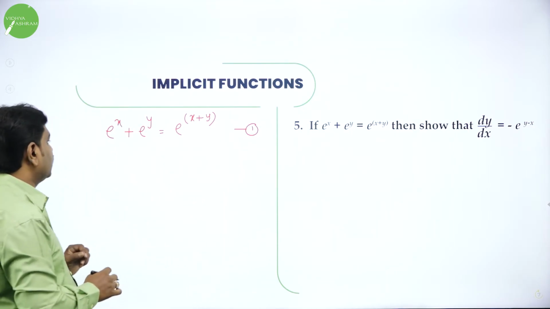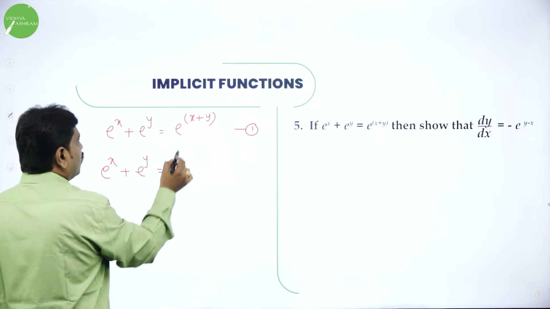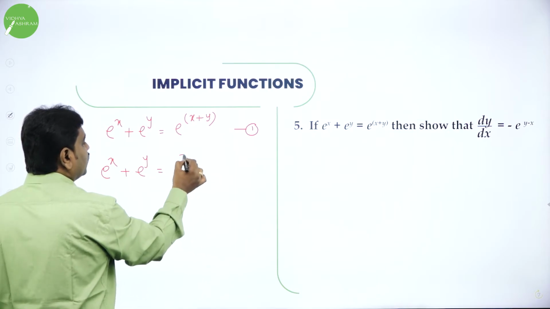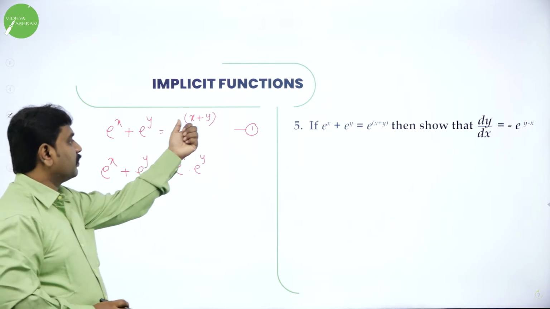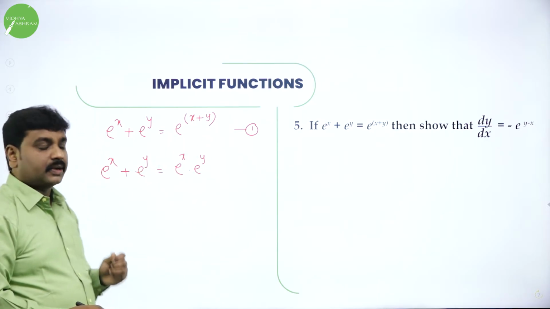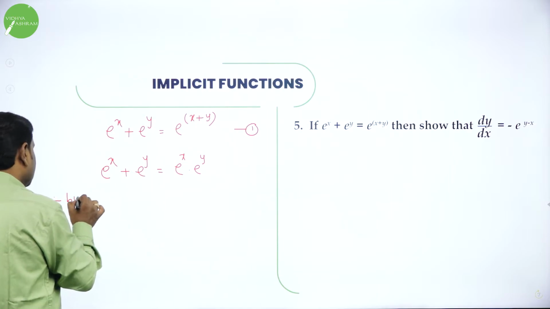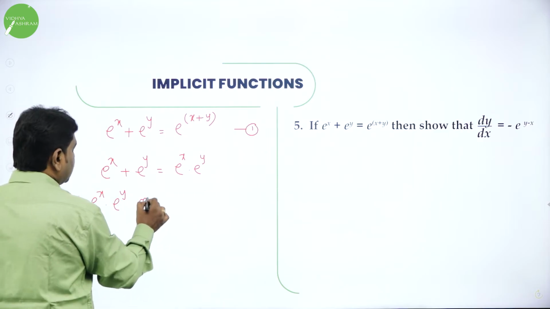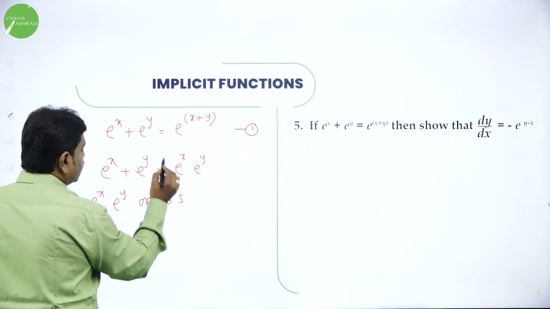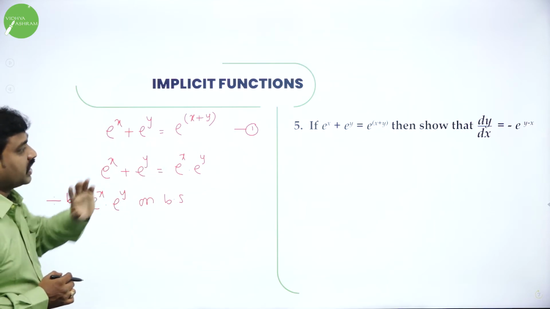Or the other technique is, can I write this as e power x plus e power y? All of you know the law of indices: a power m plus n can be written as a power m into a power n. Now further I will divide by this term. I am not differentiating, I am simplifying: divide by e power x, e power y on both sides. For these kinds of problems, better you simplify and then differentiate so that you arrive at the result.